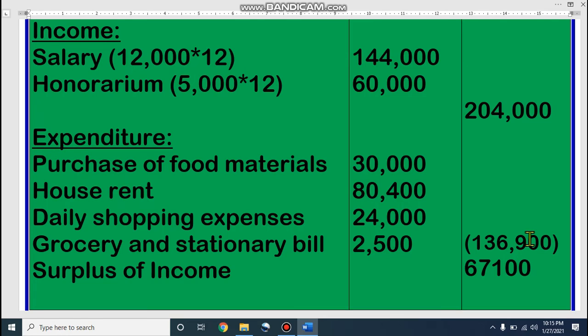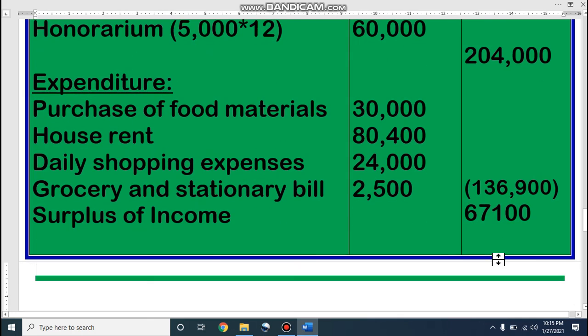We are lucky in this math, we have no adjustment, no dues or advance. Just directly all income added together is 2,04,000. Then all expenses added together are 1,36,900. Now from the income we have to subtract the expense, then 67,100 is the surplus of income. That means this family has no deficit, they have surplus of income. Whatever they have as expenses, they earned more than that. So this family of Mr. Ahsan Habib has surplus of income.